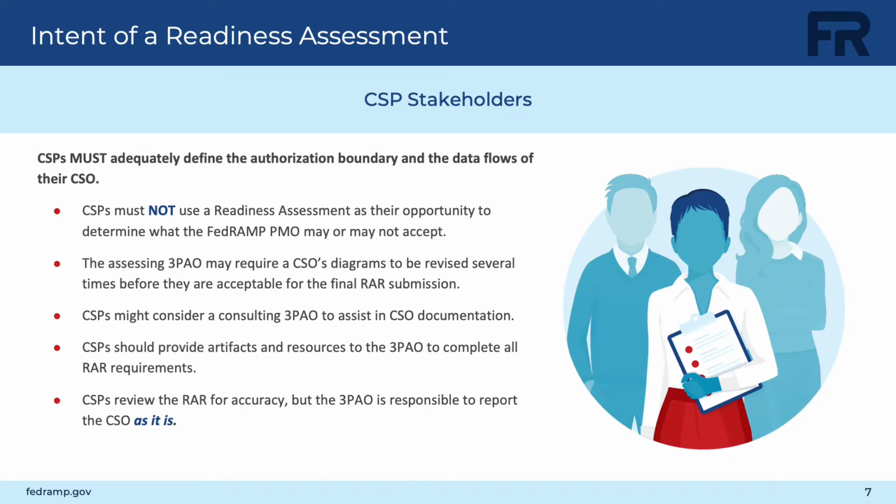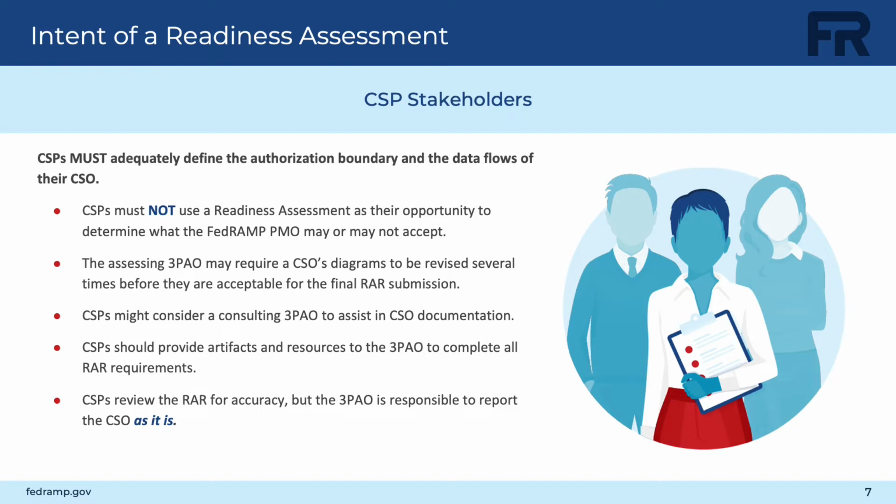Let's take a deeper look at the role of the Cloud Service Provider, or CSP. The CSP is responsible for creating and defining an acceptable authorization boundary and data flow diagram. The assessing 3PAO is responsible to ensure the diagrams accurately depict the service offering and truly illustrate all the components as required by the FedRAMP boundary guidance.